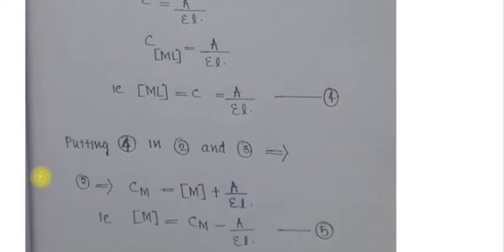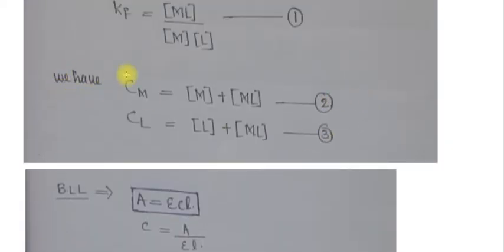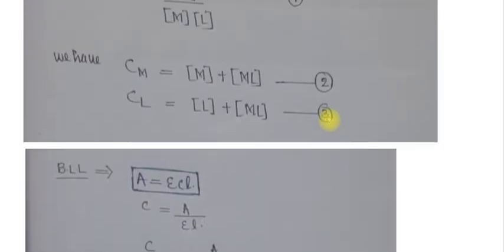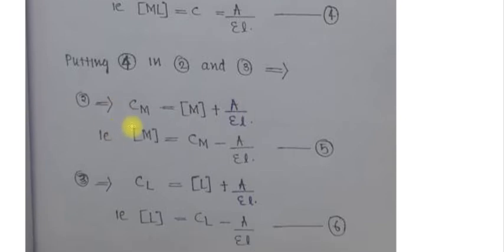ഇനി നമ്മൾ കൺസിഡർ ചെയ്യുന്നത് ഏതാണ്? ഈ ഇക്വേഷൻസിനെയാണ്. ഓക്കെ, കോൺസെൻട്രേഷൻ ഓഫ് ML will be equal to A by epsilon L എന്നുള്ള ഇക്വേഷനിലകത്തോട്ടേക്ക് നമ്മൾ കൺസിഡർ ചെയ്തിട്ട് പോകുന്നു. So putting the value 4 in 2 and 3, we know what 2 and 3 are? 2 means CM and CL. ഈ ഒരു വാല്യൂസിനെ, ഈ ML എന്നുള്ള ഇക്വേഷനെ നമ്മൾ എവിടെ കൊടുക്കുന്നു? ഇക്വേഷൻ 2-നകത്തോട്ടേക്കും 3-നകത്തോട്ടേക്കും കൊടുക്കുന്നു.